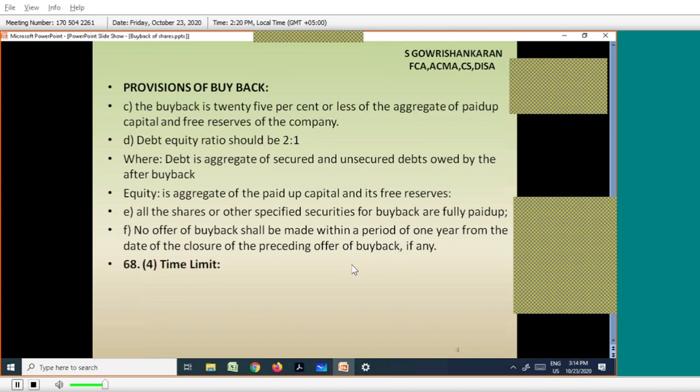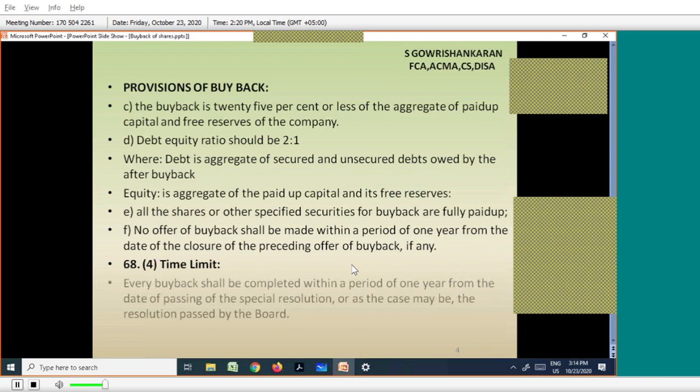Time limit. Every buyback shall be completed within a period of 1 year from the date of filing special resolution. Once I decided for buyback, I have to complete that buyback procedure within 1 year. I should not lengthen the process for more than 1 year. All the formalities, all the procedures should be completed within 1 year.